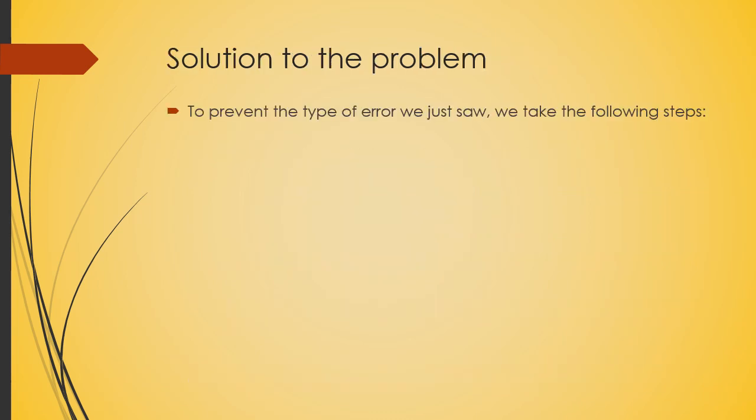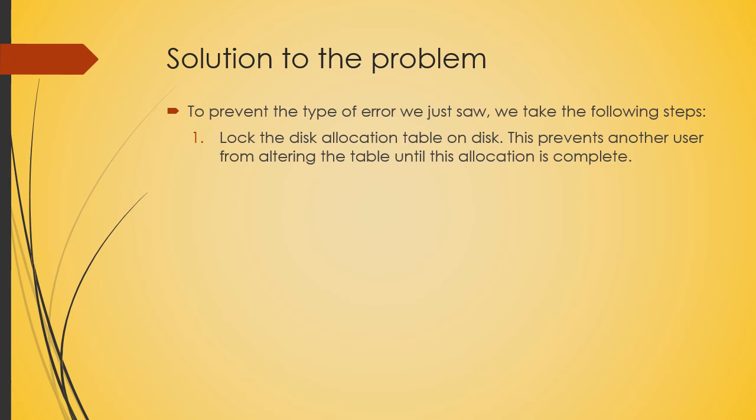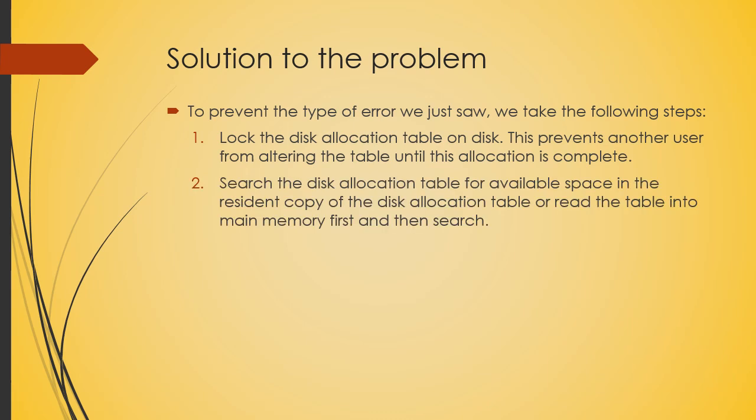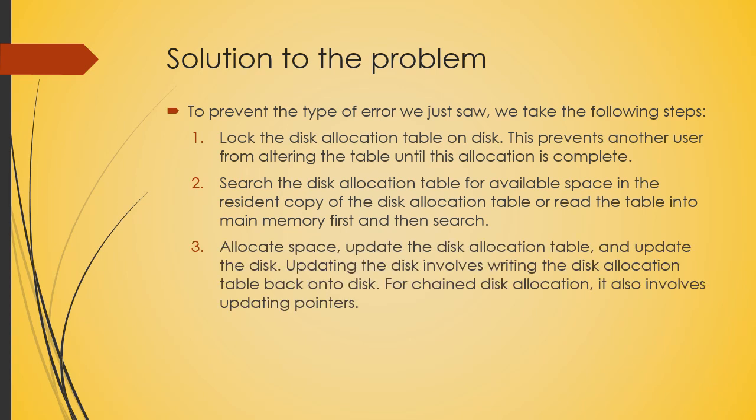Solution to the problem. To prevent the type of error we just saw, we take the following steps. Lock the disk allocation table on disk. This prevents another user from altering the table until this allocation is complete. Search the disk allocation table for available space in the resident copy of the disk allocation table. Resident copy means the copy in the main memory. Or read the table into main memory first and then search.